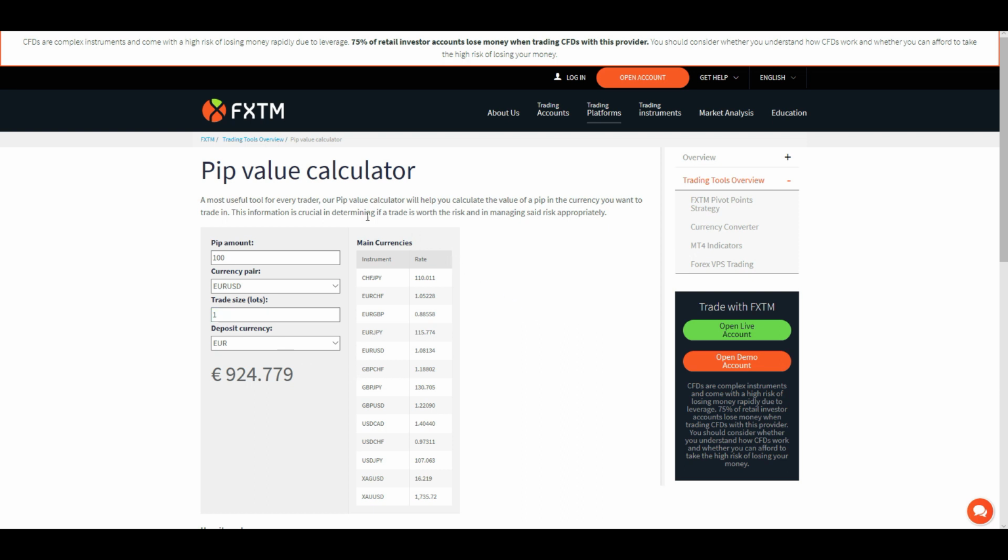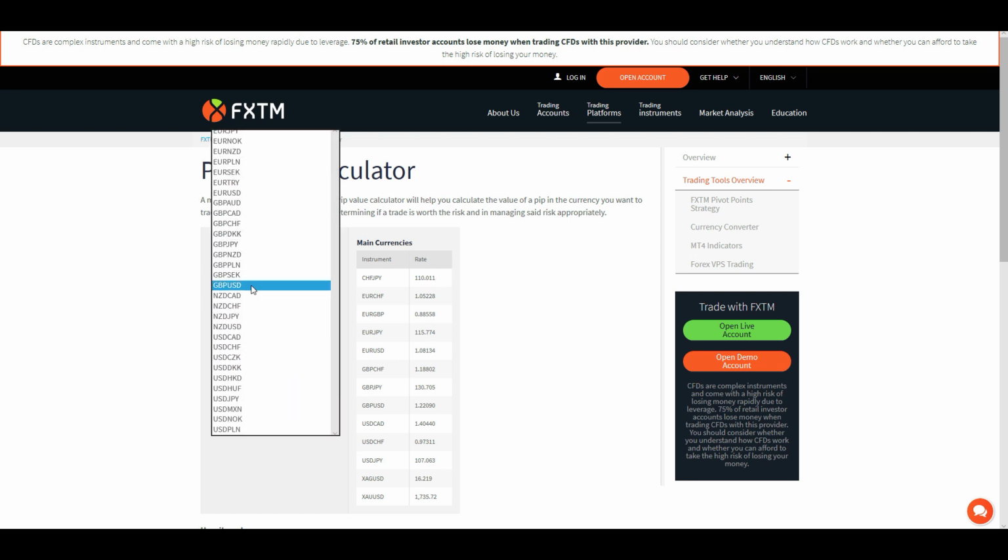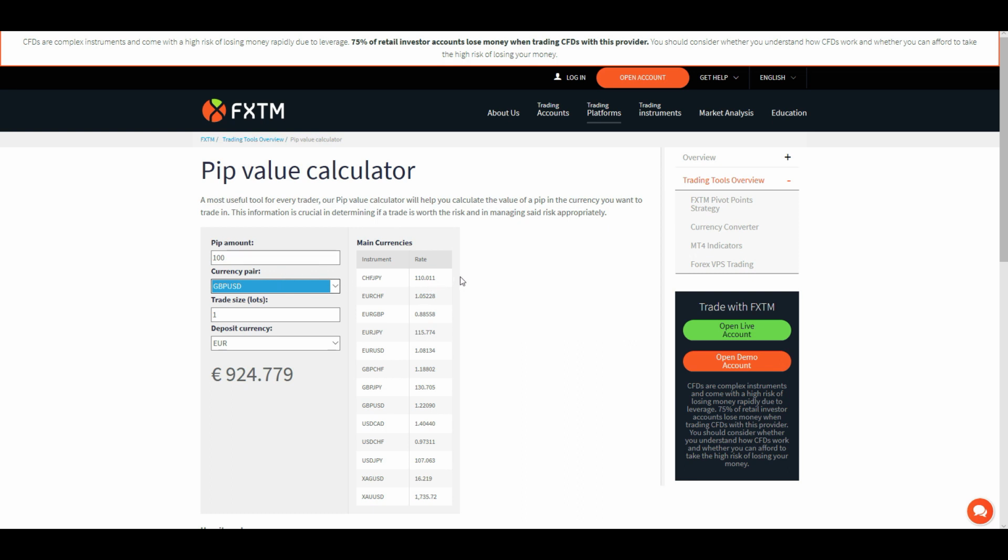Okay, so this is the calculator here. It has the pip amount, currency pair, trade size, and deposit currency. And this will allow you to work out what trade size you should be having for each trade for all the different pairs that you could possibly trade. So let's just say that we want to buy GBP USD, for example. So you set the currency pair to GBP USD, which is here, and then say you have a stop loss of 20 pips. So you enter 20 pips there.